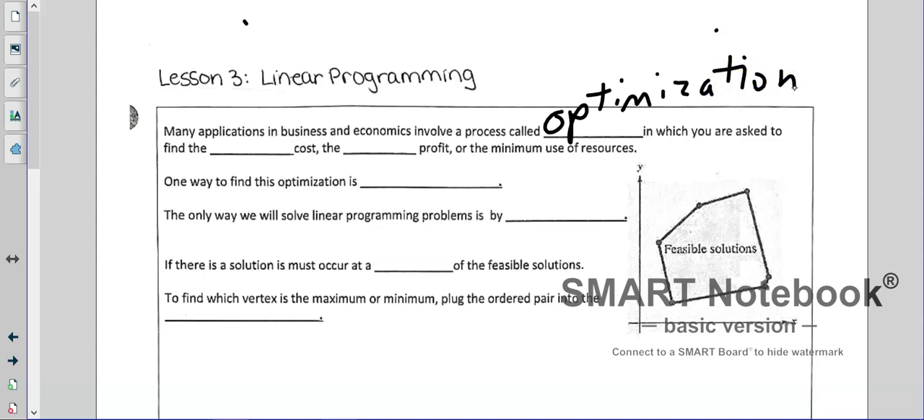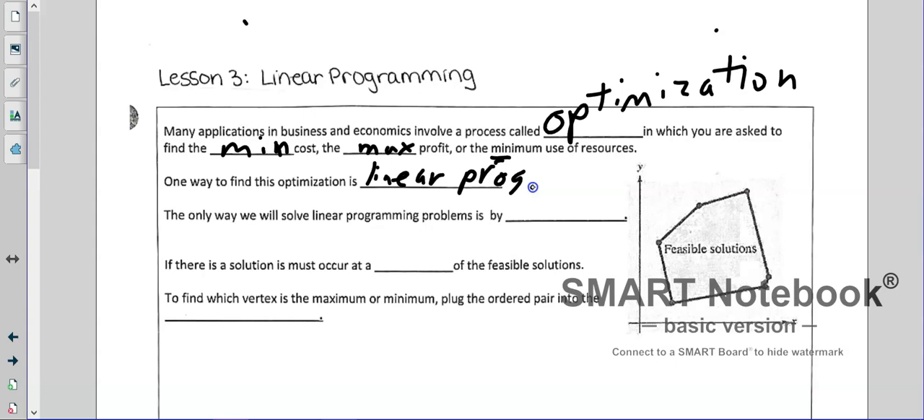In which you are asked to find the minimum cost or the maximum profit or the minimum use of resources. Okay? So minimum cost, minimum use of resources, or the maximum profit. All right? One way to find this optimization is something called linear programming. I'm just going to abbreviate that there.